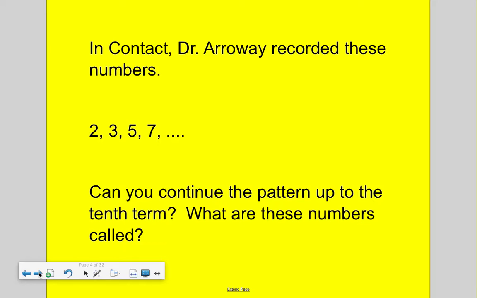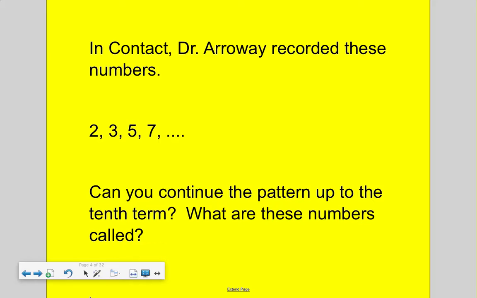Ooh. So that's from the movie called Contact. Her name is Dr. Elsa Arroway. She recorded these numbers. On the computer, you saw 2, 3, 5, and 7. Can you continue the pattern up to the 10th term? What are these numbers called?